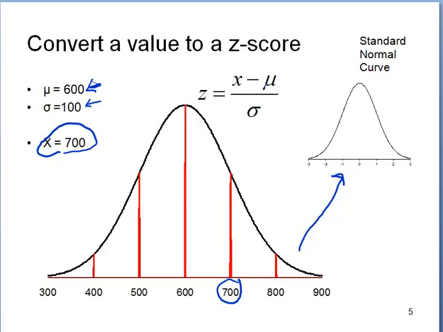The formula for converting from a problem to a standard normal curve is z, being the z-score, equals x, 700, minus mu, which is 600, divided by the standard deviation, which is 100. So I end up with 100 divided by 100, and my z-score for 700 is equal to 1. And you'll notice that that makes sense. The 700 is pretty much in the same location where the 1 is on the standard normal curve.